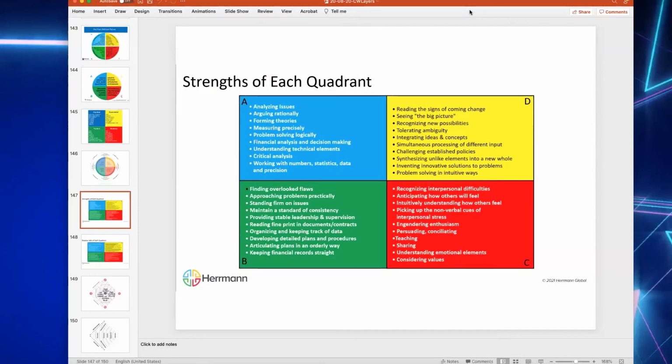Today we're going to continue our discussion on learning models, specifically the Herman brain dominance model that we spent our last session getting an orientation to from Anne Herman herself. For those of you who don't know, the Herman brain dominance model was put together by a gentleman by the name of Ned Herman, who is Anne's father. He has since passed away, but his work lives on.